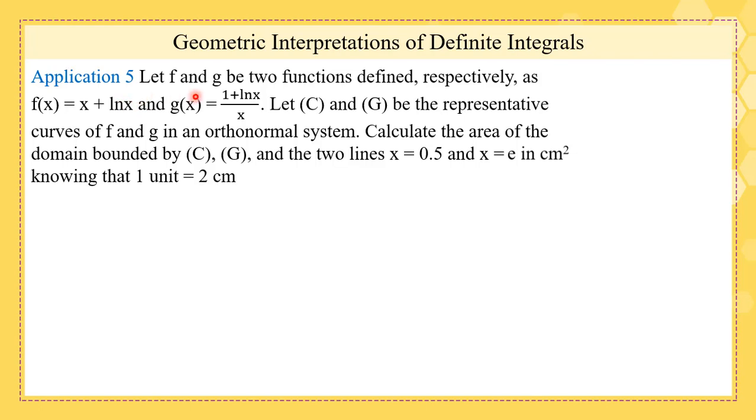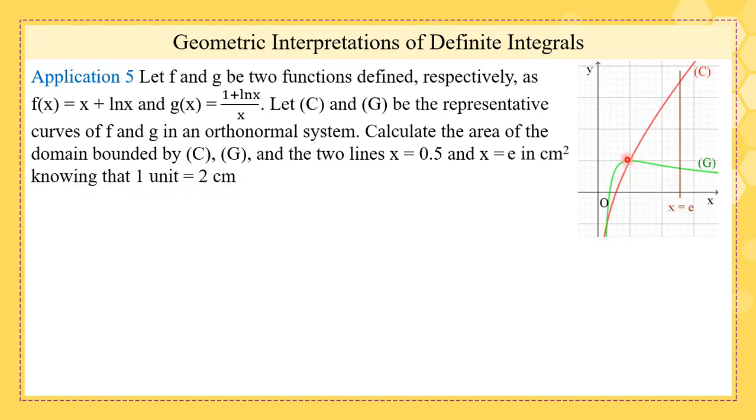Application 5. Let f and g be two functions defined respectively as f of x equal x plus ln x and g of x equal 1 plus ln x over x. Let C and G be the representative curves of f and g in an orthonormal system. Calculate the area of the domain bounded by C, G, and the two lines x equals 0.5 and x equal e in centimeters squared, knowing that 1 unit equals some number of centimeters. The two curves are shown in this graph. Pause the video, then solve.